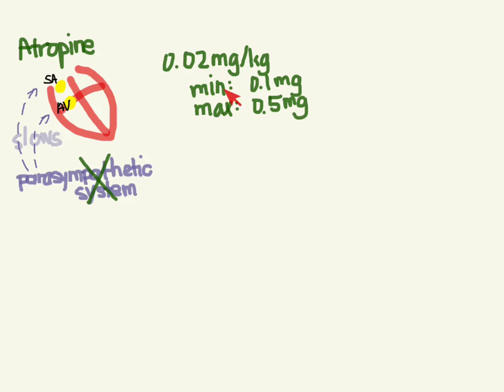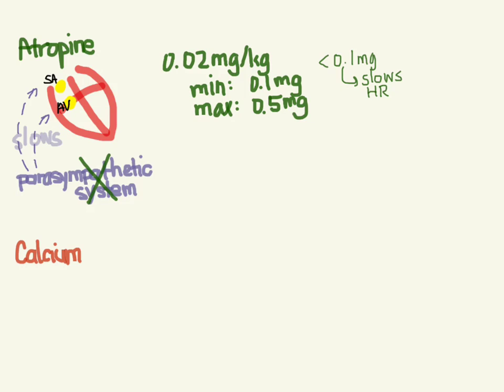And there's a minimum dose. You want to give at least 0.1 milligrams. And we'll max out again at the adult dose at half a milligram. Now, the reason why you have a minimum dose is because at doses lower than this, it can have a paradoxical effect. Instead of speeding things up, it could make things go slower.